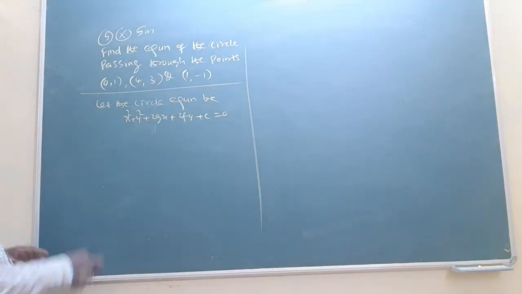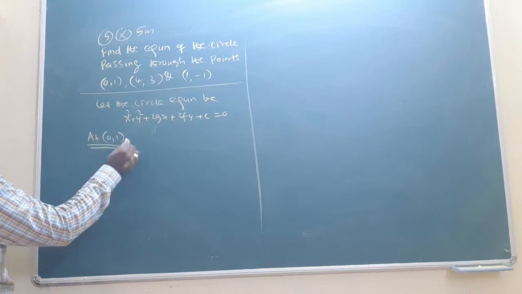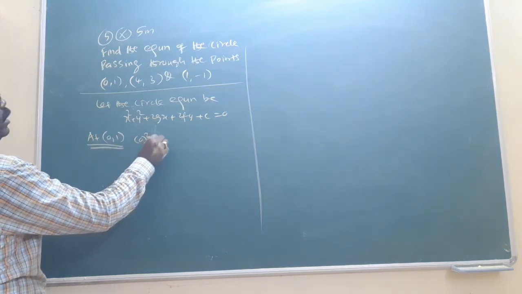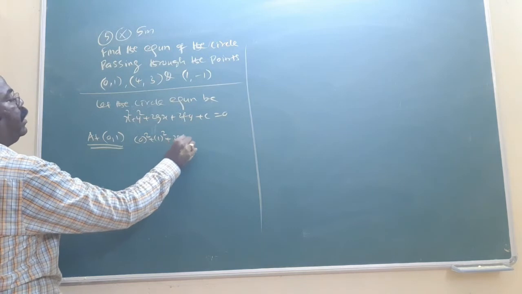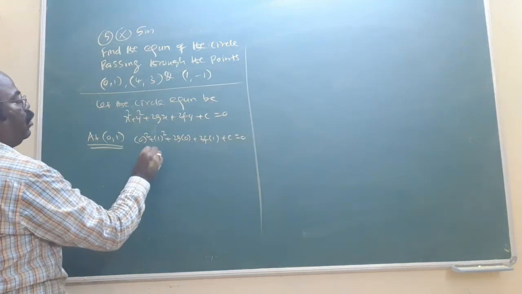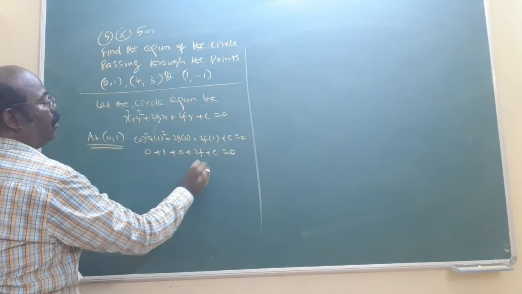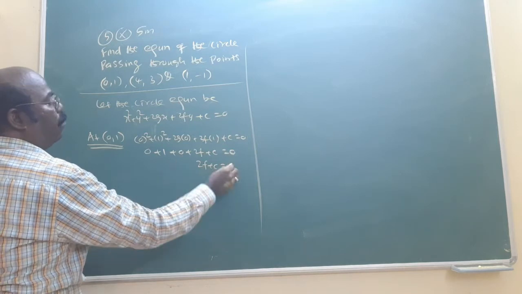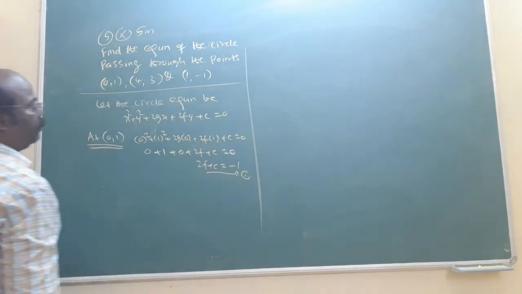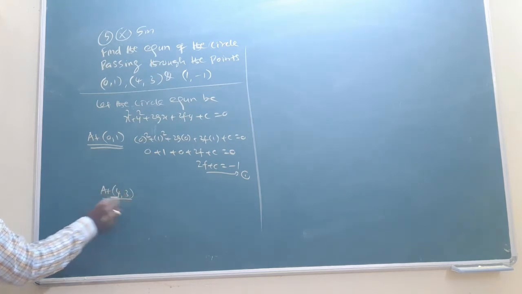Now let us work on the question. What is the first point? At 0, 1. X is 0, so 0 square, y is 1, plus 2g into 0, plus 2f into 1, plus c equal to 0. Am I right? So 2f plus c is equal to minus 1. This is the first equation.